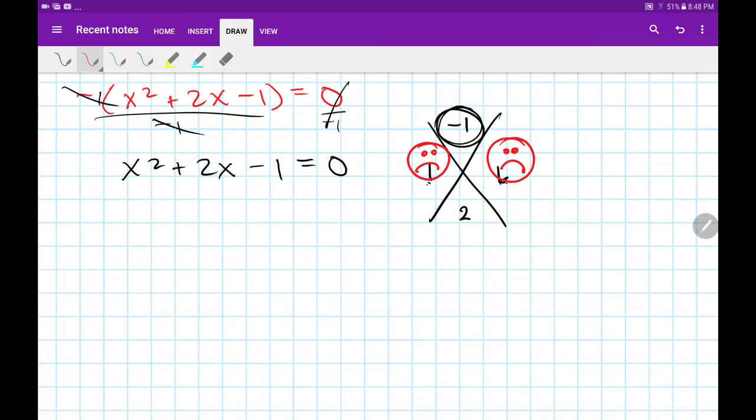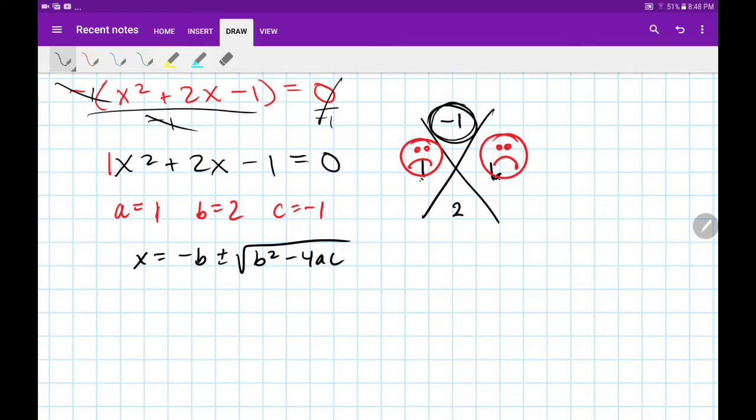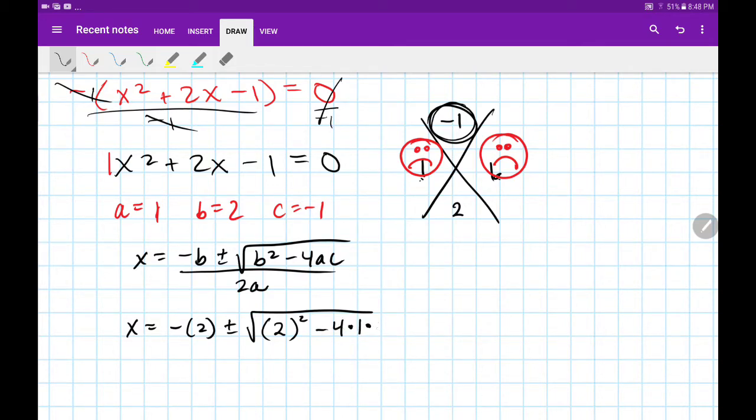Our last resort, when this happens, is we've got to use the quadratic formula. So I'm going to start by identifying my a, which is 1, my b, which is 2, and my c, which is -1. And now I get to plug them into the quadratic formula. So we're going to do this very carefully. X equals negative, my b is 2, plus or minus, always put your b squared in parentheses, so your b is in the parentheses and then you're squared outside, minus 4 times a times c, all over 2 times a.